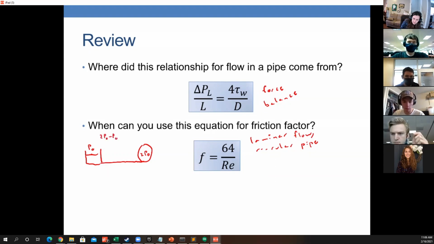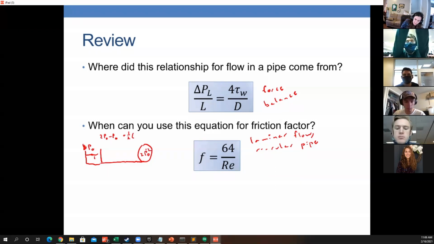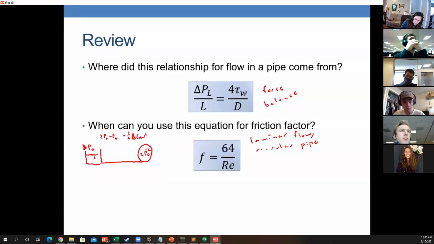2P naught minus P naught, plus 1/2. This is my point 1, this is my point 2, plus 1/2 delta alpha v squared plus rho g delta z, there's a rho there too, equals pump pressure minus pressure loss, like that.